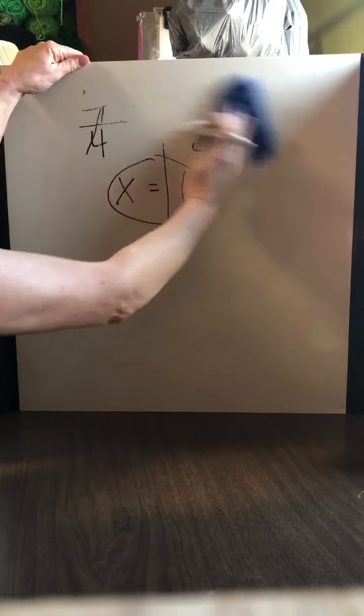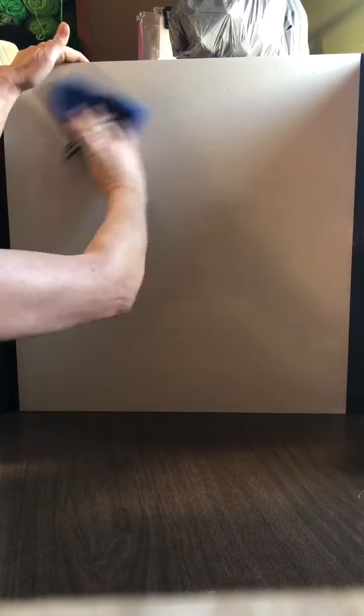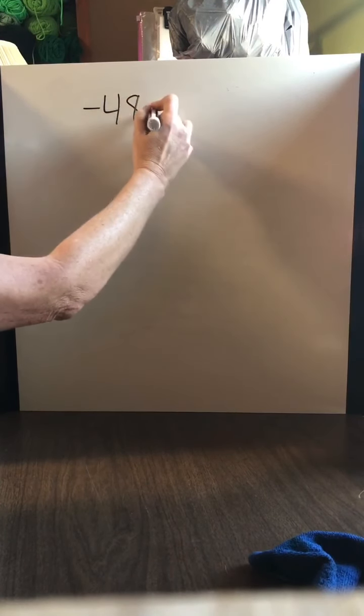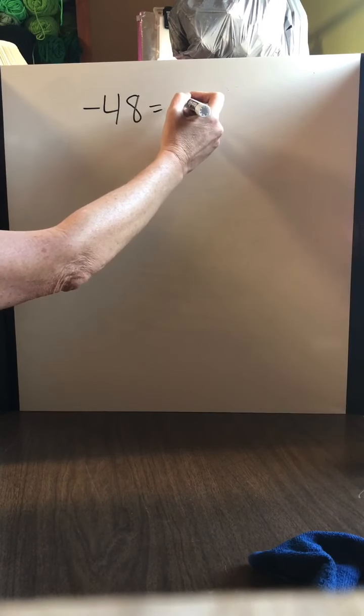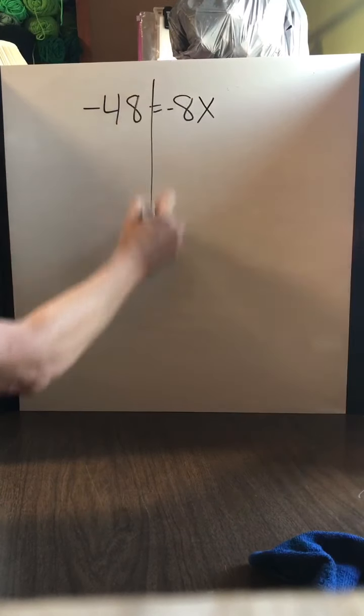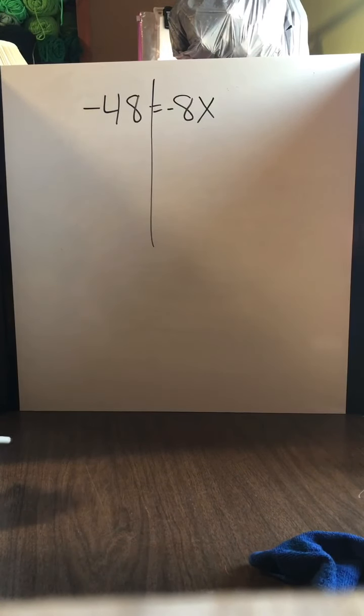All right, so another example, let's do negative 48 equals negative 8x. All right, so we're doing the same thing here. We want to isolate the variable x, but we have a negative here. No big deal. We just need to make sure that that negative is also gotten rid of. We do not want to find out what negative x is. We want to find out what x is.